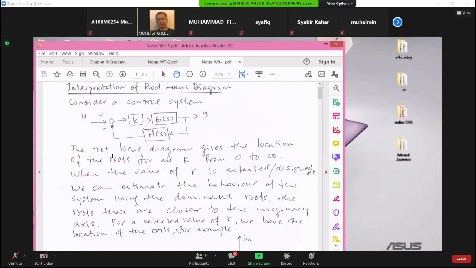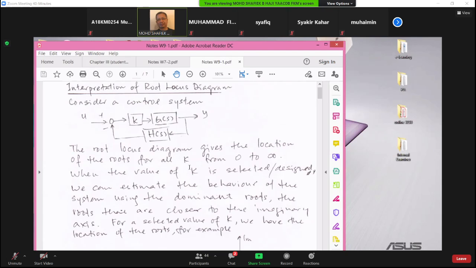Okay, so the root locus diagram gives the location of the roots for all K from 0 to infinity. So we know that for any value of K from 0 to infinity, the root is going to be located on the locus. That is one thing that we already know. When we select a value of K, we are going to have all the roots already determined on the S-plane for that particular value of K.